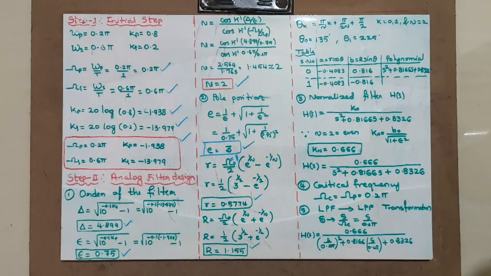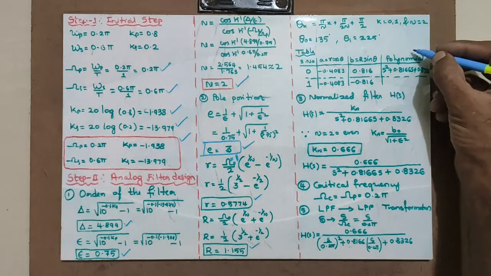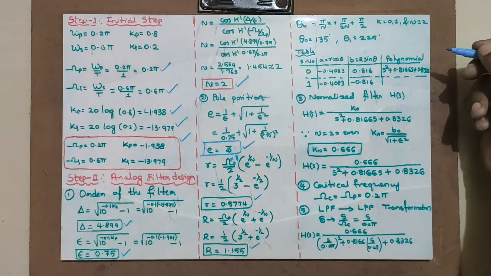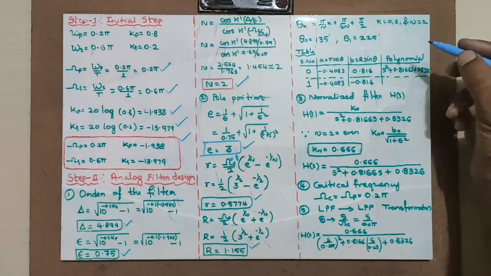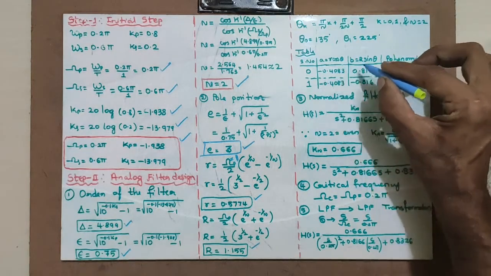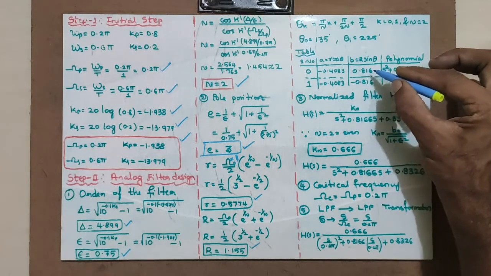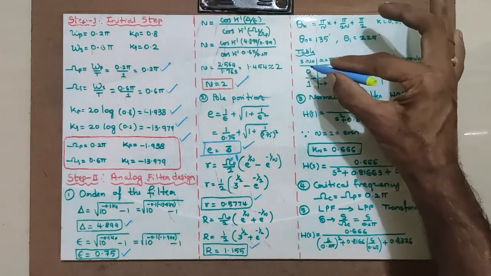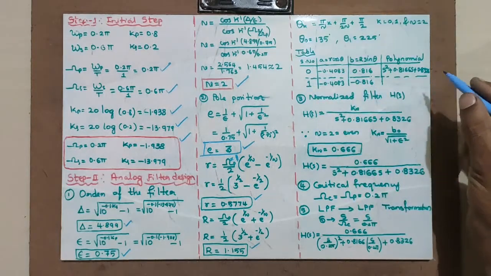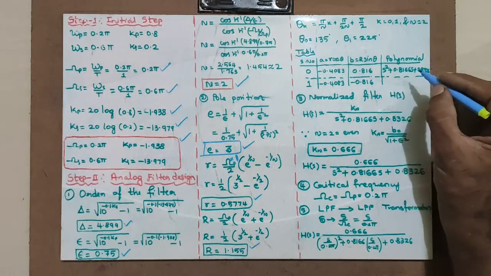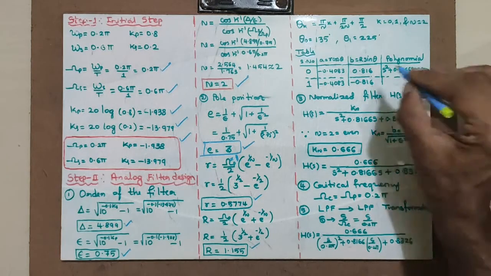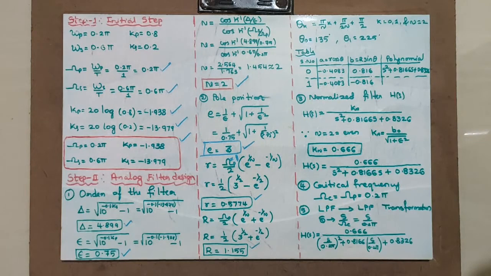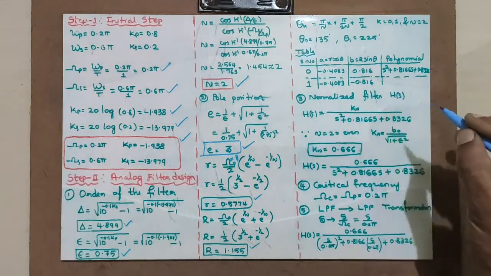Okay, and then I will be finding out the polynomial, which is s square plus 2as plus a square plus b square. A value is 0.4083, b value is 0.816. Because these are two poles, they are complex conjugates of each other, hence it simply follows s square plus 2as plus a square plus b square. Now the third step is the normalized filter H of s.